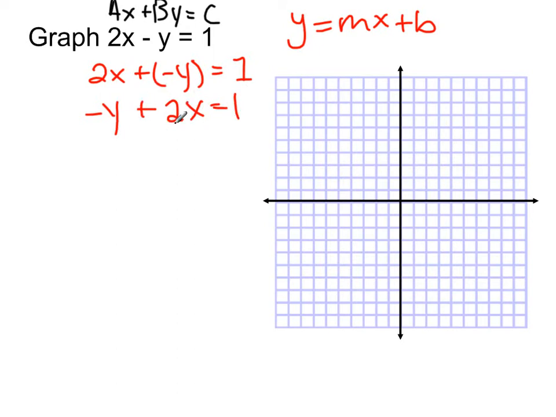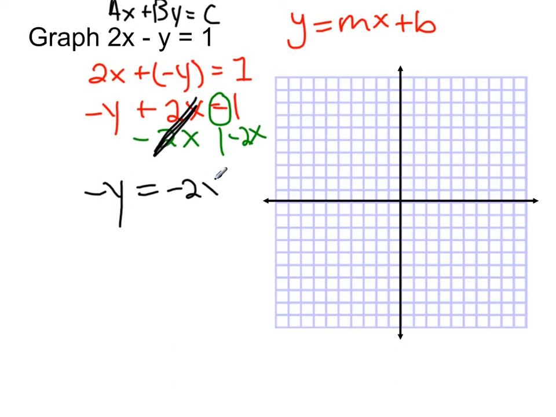Okay, I want to get y by itself, so I want to undo the plus 2x. So I subtract 2x from both sides. What I do to one side of the equation, I have to do to the other. And now we'll have negative y still left by itself equals, these guys canceled out, 1 minus 2x, which is the same thing as negative 2x plus 1. Do the same idea we did earlier.